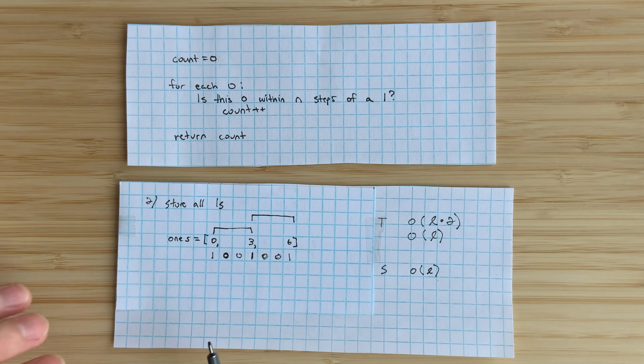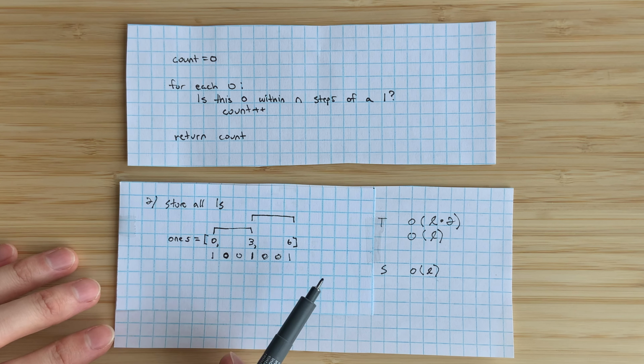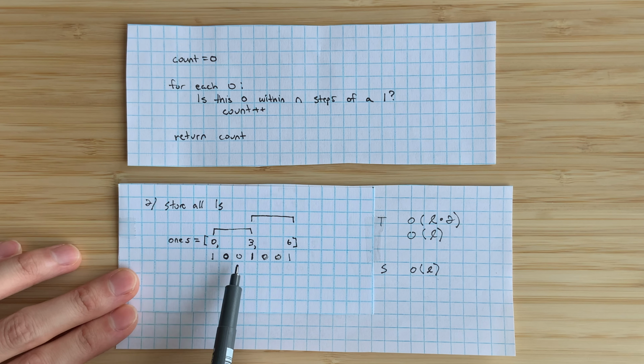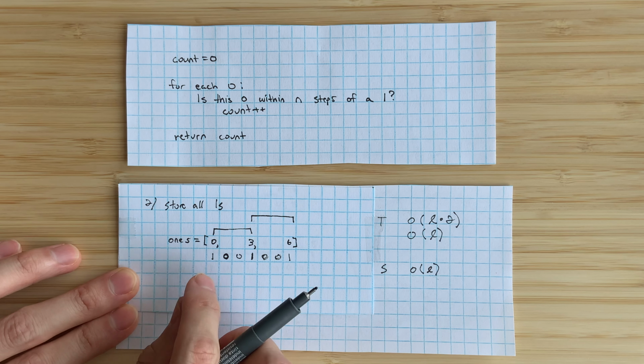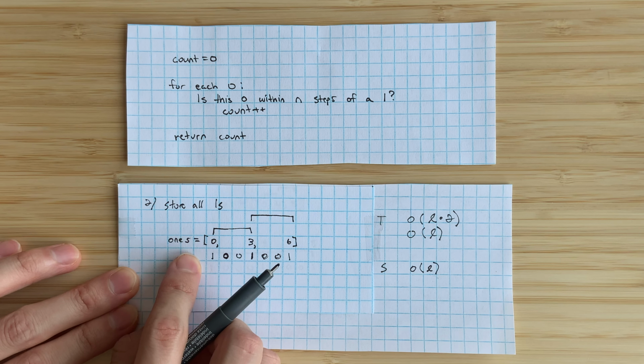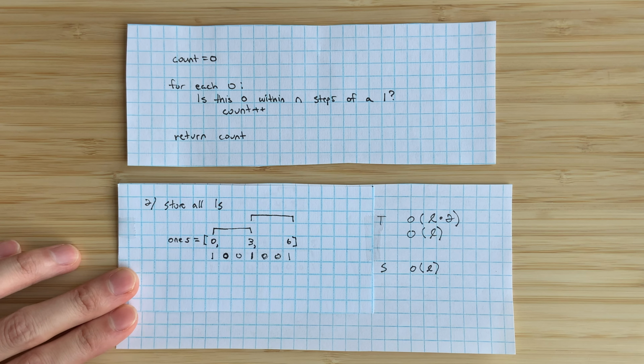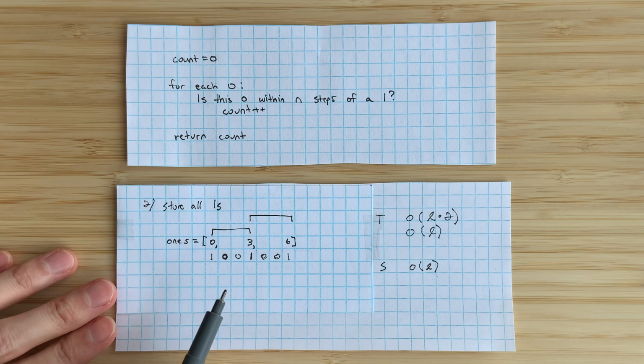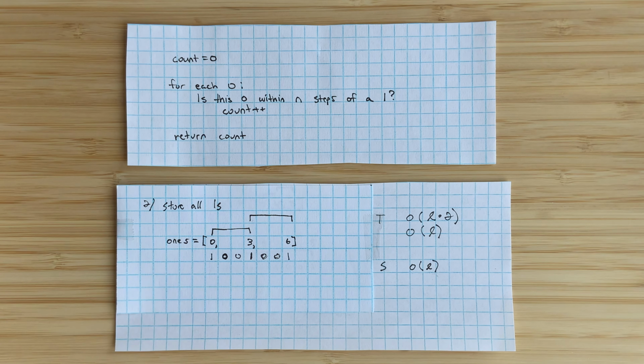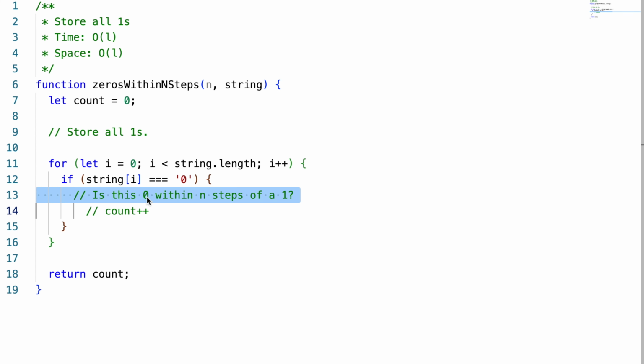And then once we have all of the ones stored, we're going to go through character by character and look at the distance between each 0 and the left side of the current interval and the right side of the current interval. So broadly, the section where we are asking whether this 0 is within n steps of a 1, that will broadly be the same. We'll do 2 subtraction operations. So I'll leave that for now.